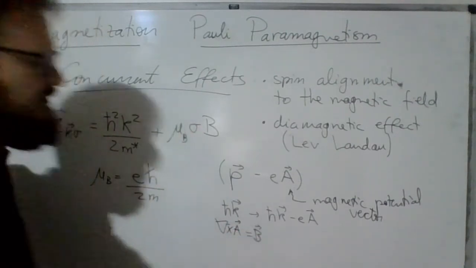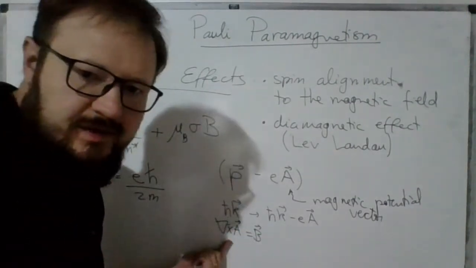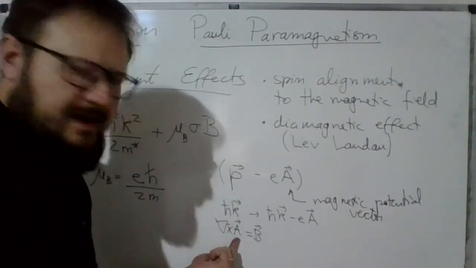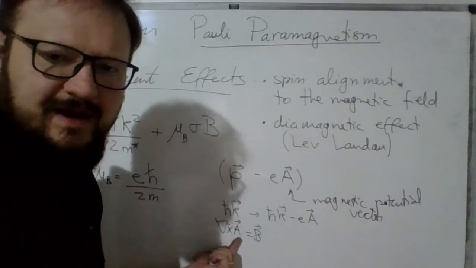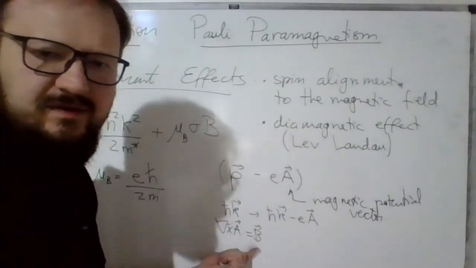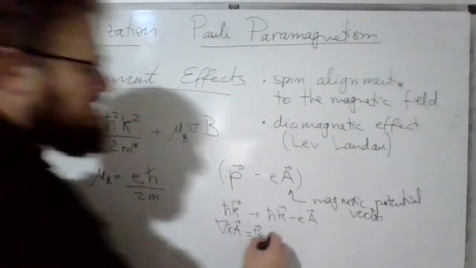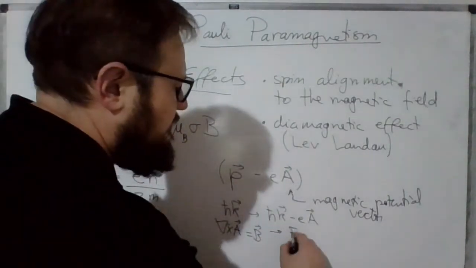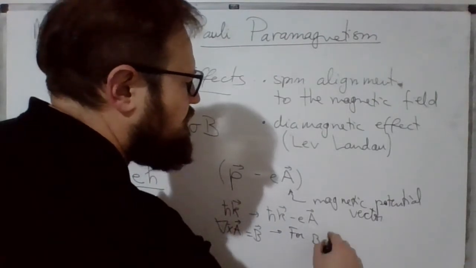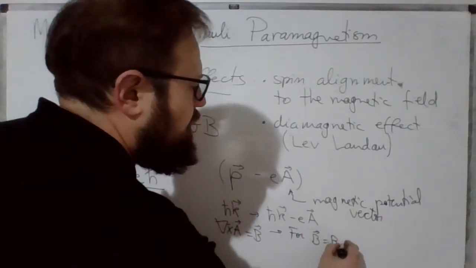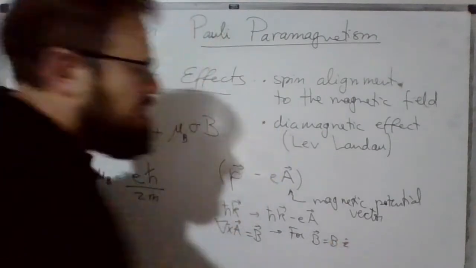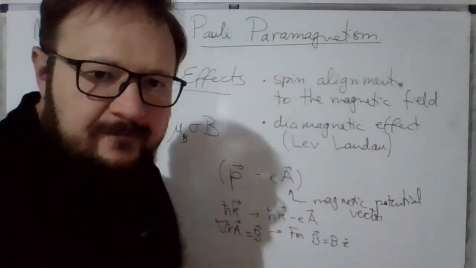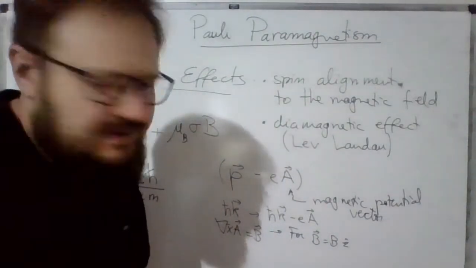If you have a field, you calculate a magnetic field by a rotation of this potential, the cross product between the nabla and A. The curl of A corresponds to the magnetic field. But if you have a static field in the z direction, B equals to some B in the z direction, the field is oriented towards the positive sense of the z-axis.